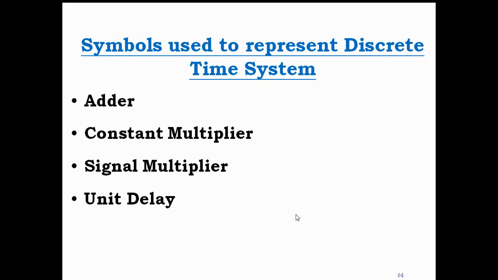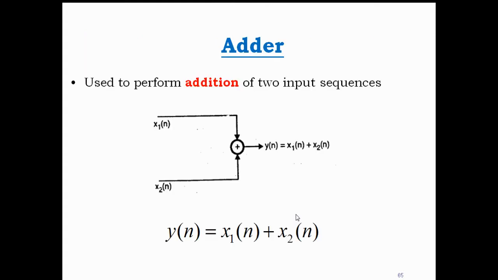Next is the unit delay. We have already gone through the time shifting property where delay is applied on a signal. Unit means the value 1, so a delay of one sample is considered a unit delay, and we will look at how it can be graphically represented using a symbol. Next is the unit advance. These are the five major processes useful to represent a discrete time signal, and for each individual process we have an individual symbol as well.